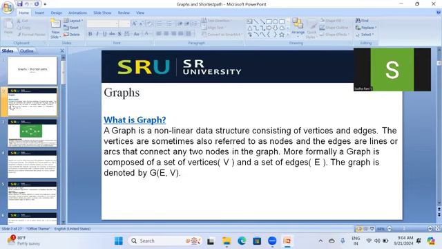Coming to the definition, a graph is a non-linear data structure consisting of vertices and edges. So the graph is going to have nodes as well as vertices. Let us take one example. Let us draw a small graph. So here, this is a small graph.